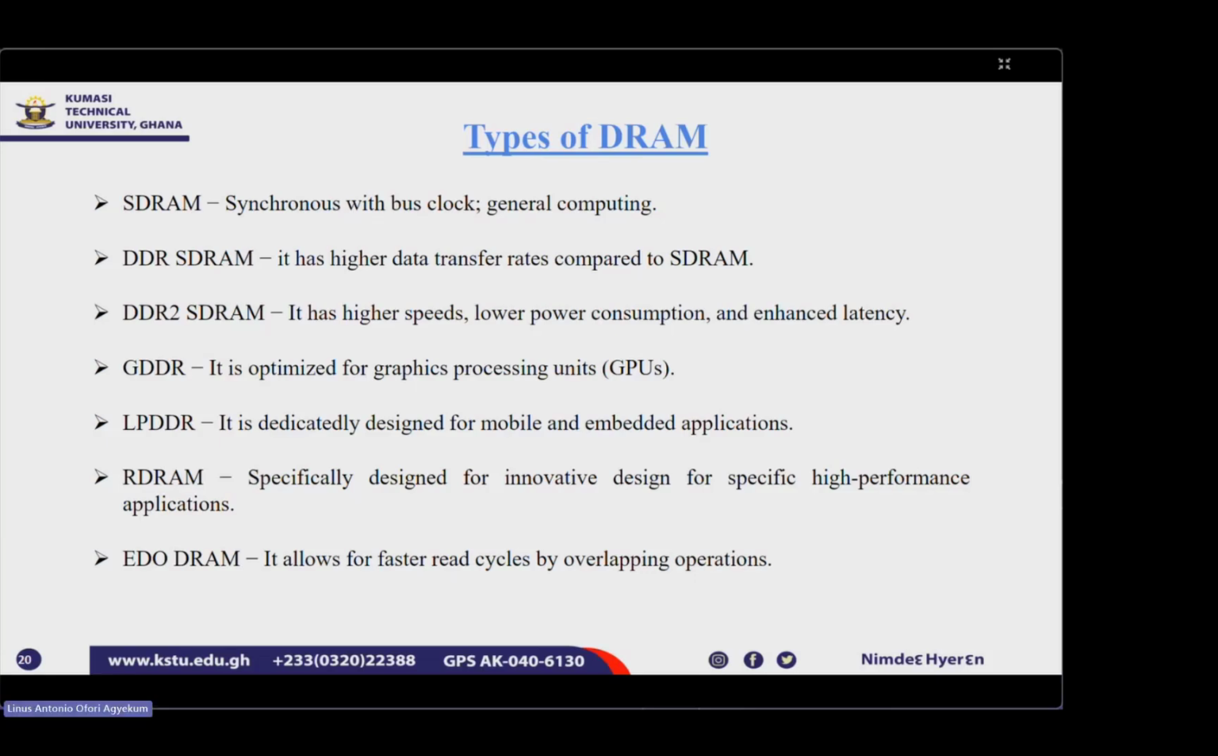Then we have the GDDR, which is optimized for graphic processing units. Then we have the LPDDR, which is mostly used in mobile and embedded systems. And then we have the RDRAM, which is for innovative designs that require very high performance capabilities.